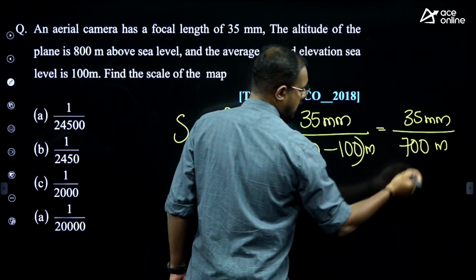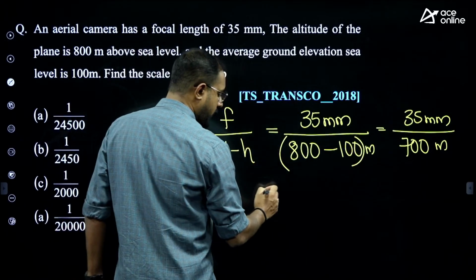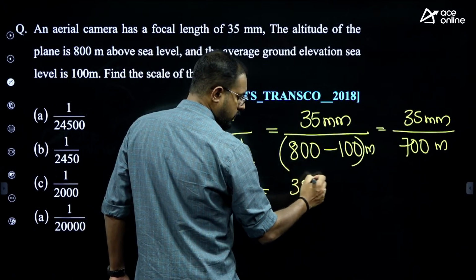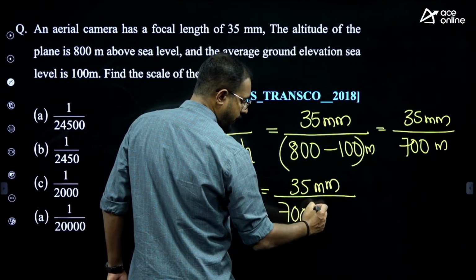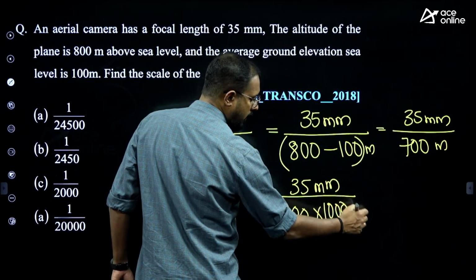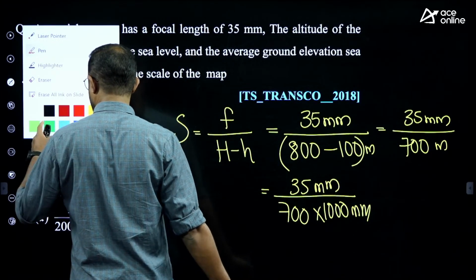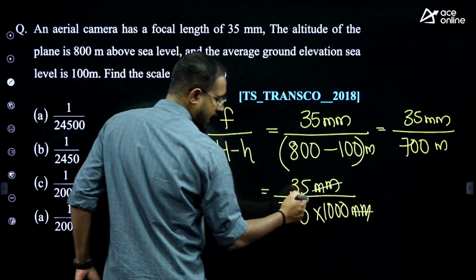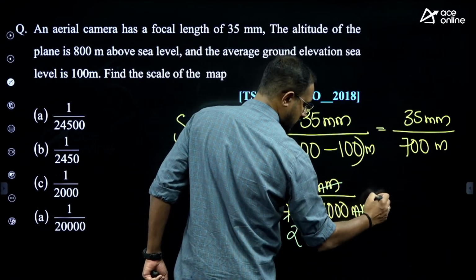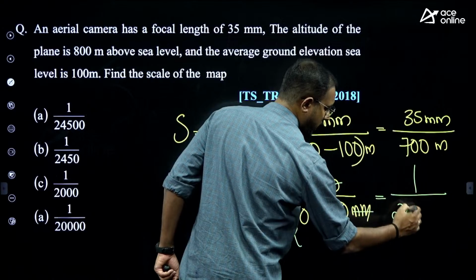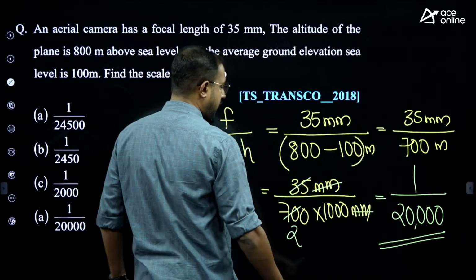700 meters. But we need to convert this into a ratio, right? So we'll convert the denominator into mm. So 35 mm divided by 700 into 1000 mm. If you observe here, the mm will get cancelled. 35 and 70 will go 2 times. So 20 into 1000, that is 20 followed by 1, 2, 3 zeros. That is your answer. So the scale of plotting is 1 in 20,000.